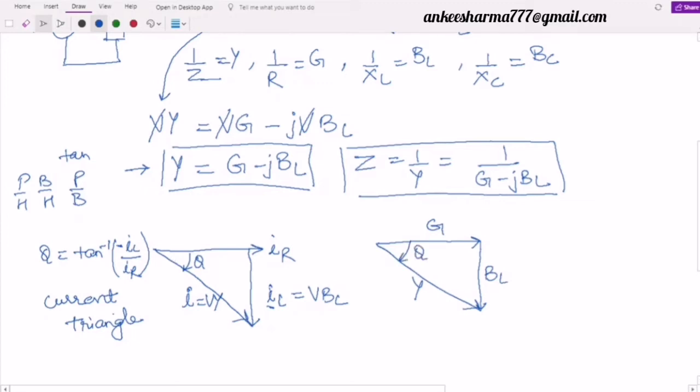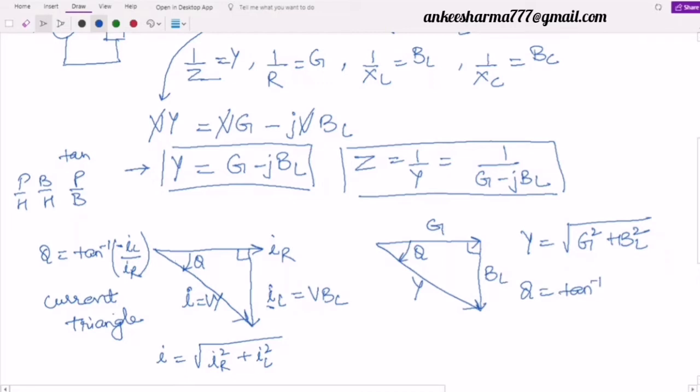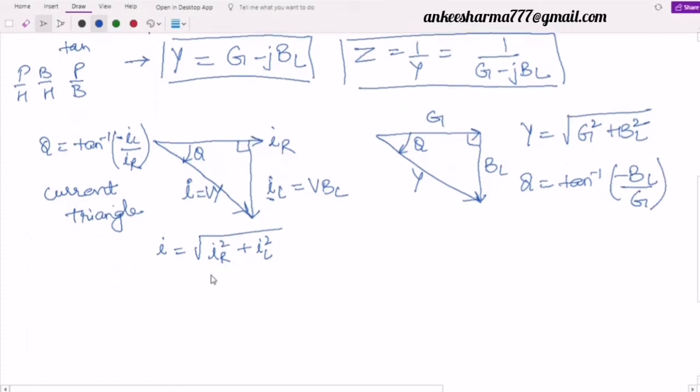This angle is theta. And you can have one more notation: Y is equal to the square root of, talking only in terms of magnitude, G square plus BL square. Similarly, I is equal to the square root of IR square plus IL square. This is simple Pythagoras theorem. As this is a 90 degree triangle, you can obtain all these parameters. Similarly, theta will be equal to tangent inverse of minus BL upon G.